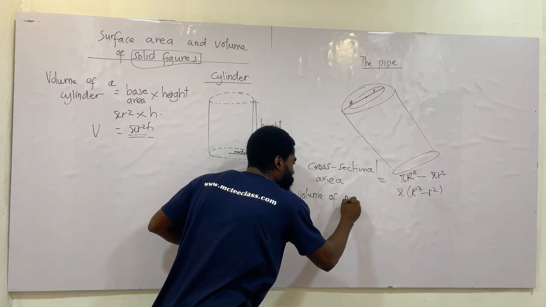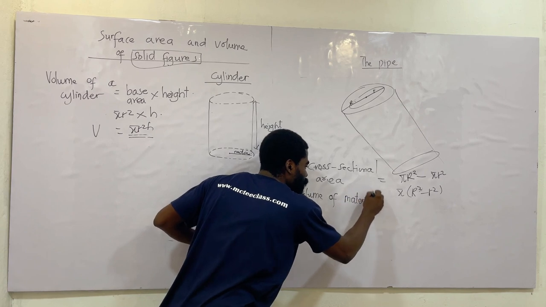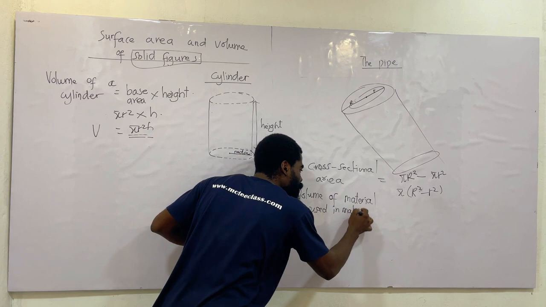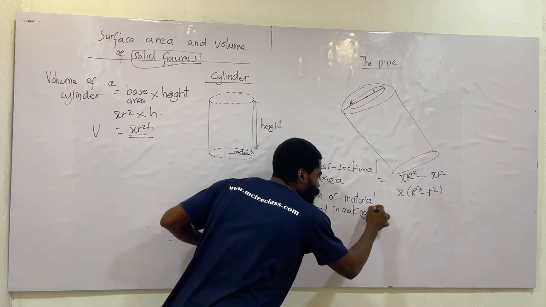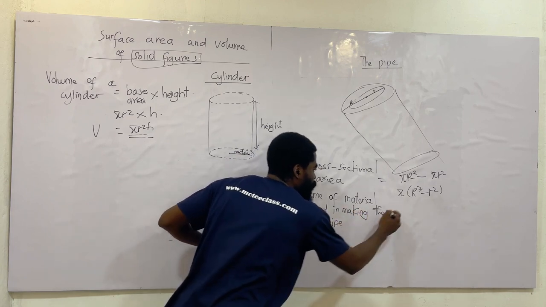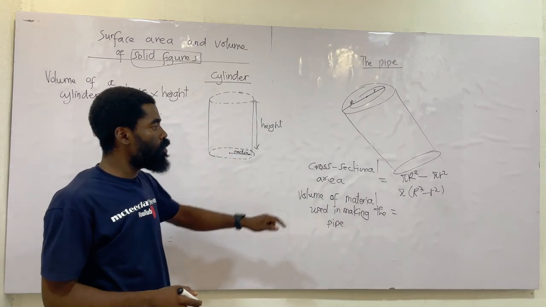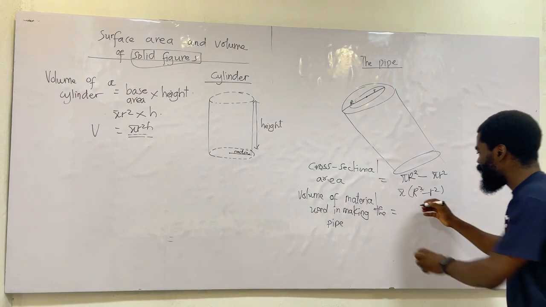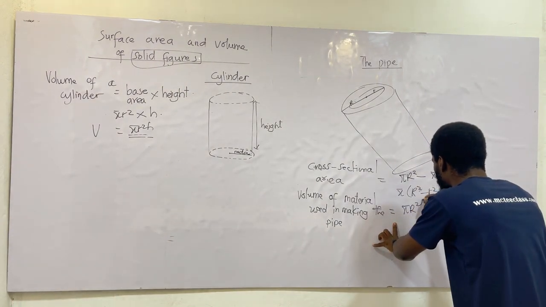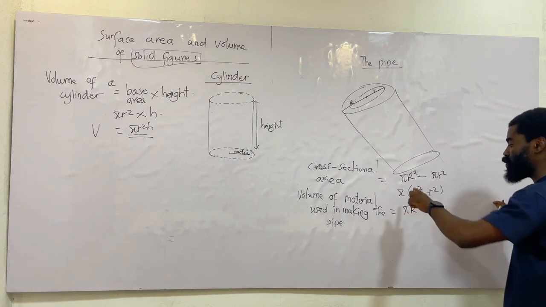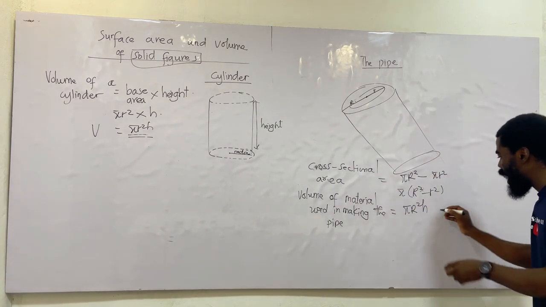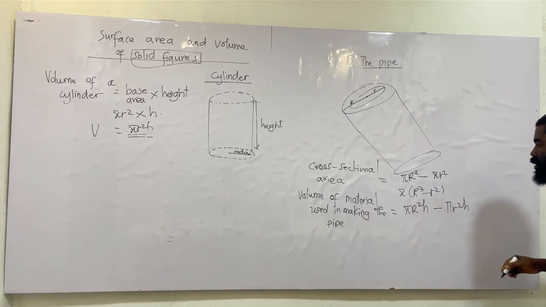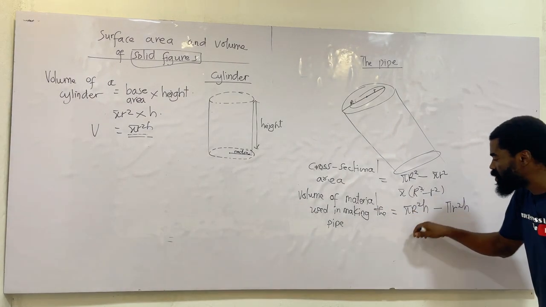Volume of material used in making the pipe equals, once again, the volume of the external wall minus the volume of the internal wall. So this will give me pi R squared h, which is the volume of the external, since volume is the base area times the height, minus the volume of the internal, which is pi small r squared h. So this is how we find the volume of the material used in making the pipe.